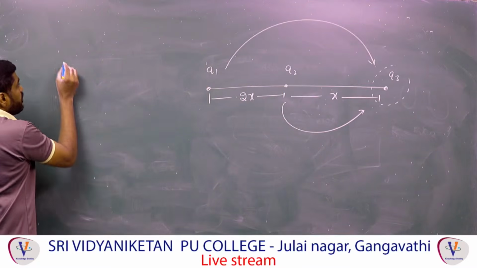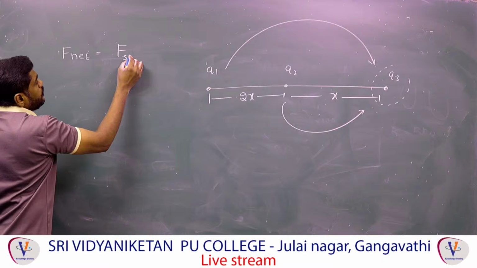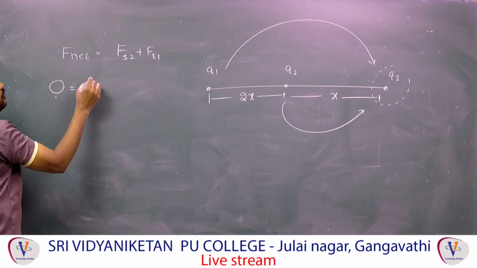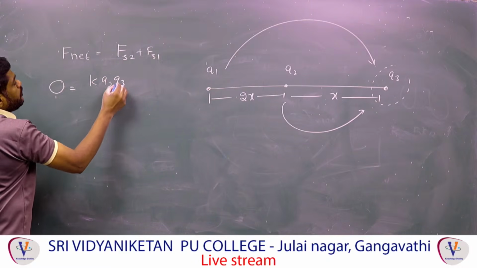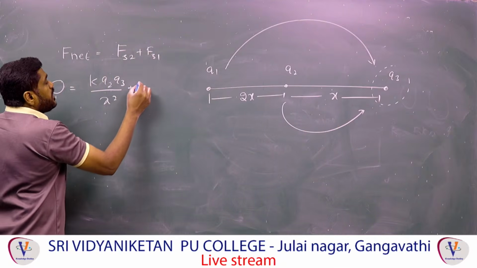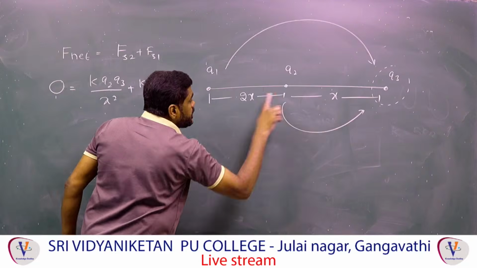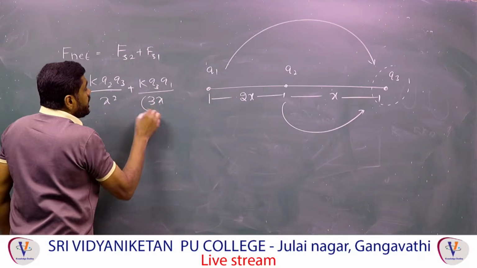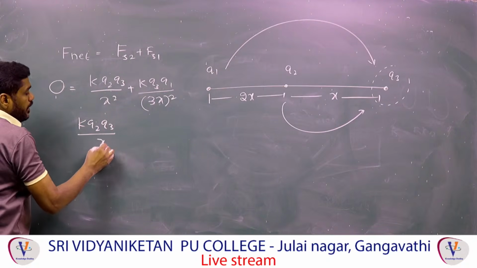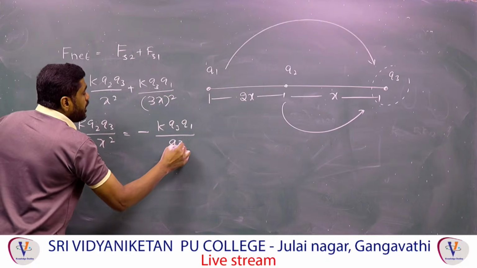Therefore, the net force F is equal to the force on the third due to the second, plus the force on the third due to the first, and it must be equal to 0. So K Q2 Q3 by the distance between 2 and 3, that is x square, plus K Q3 Q1 by the distance between 1 and 3, that is x plus 2x, equal to 3x whole square. If you take them, you get K Q2 Q3 by x square is equal to minus K Q3 Q1 by 9x square.